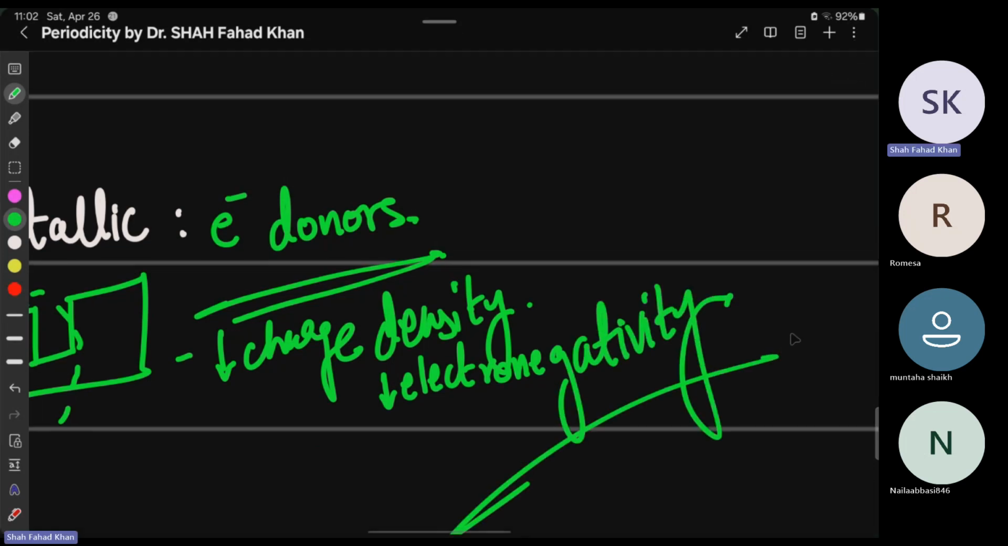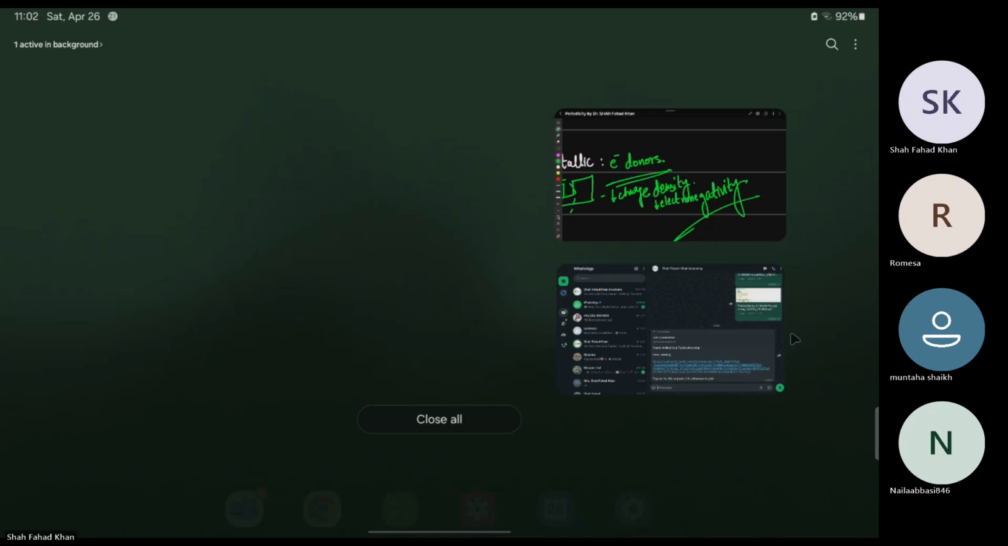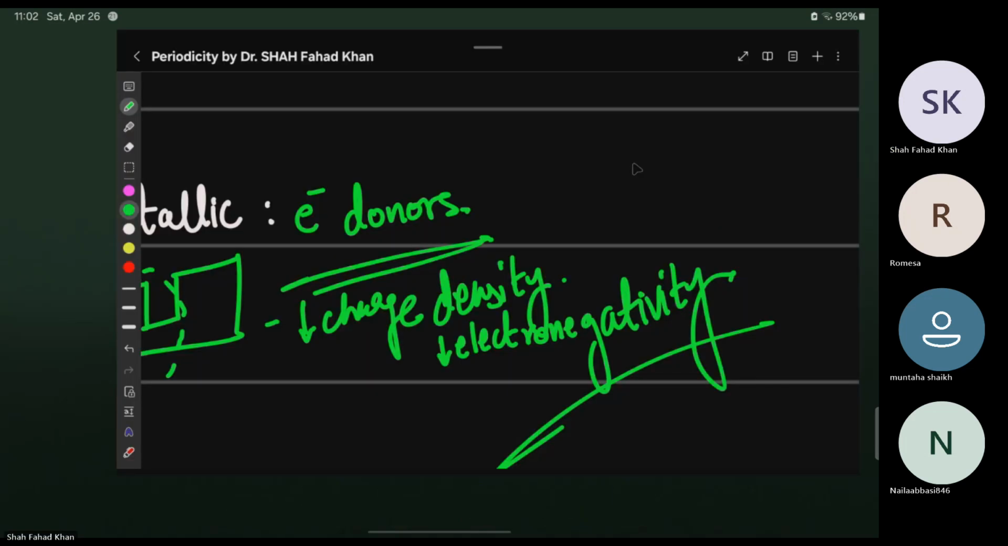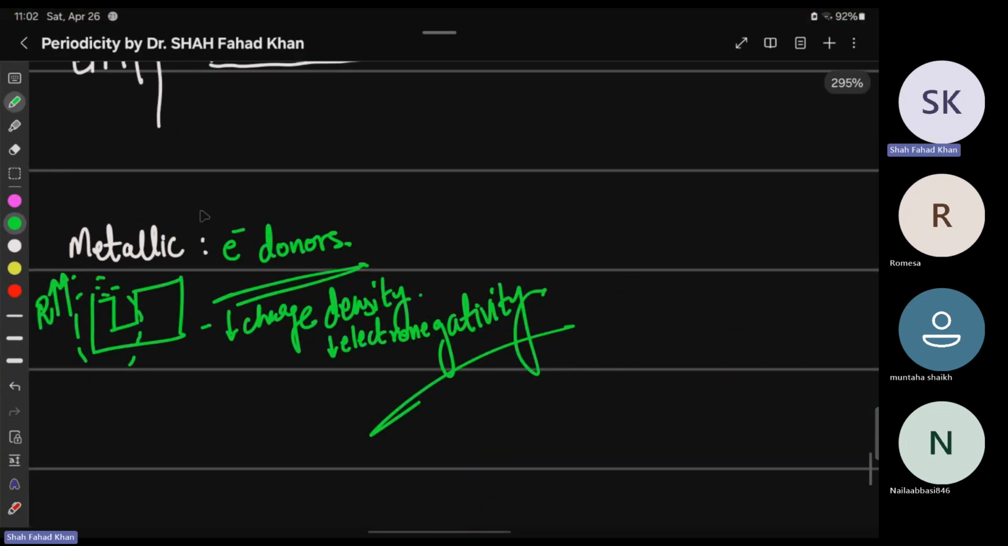It's because of this low electronegativity that elements on the left-hand side tend to become metals. Metals are good electron donors. Electronegativity is the ability to accept electrons. So due to their low charge density, they have low electronegativity. They have a metallic character.